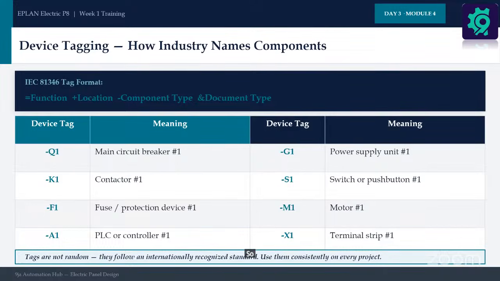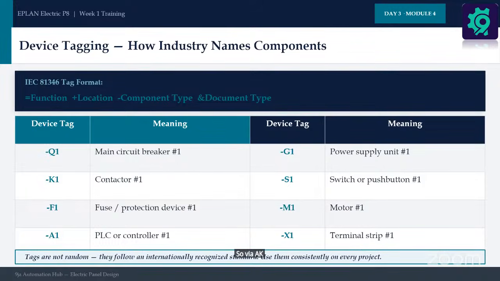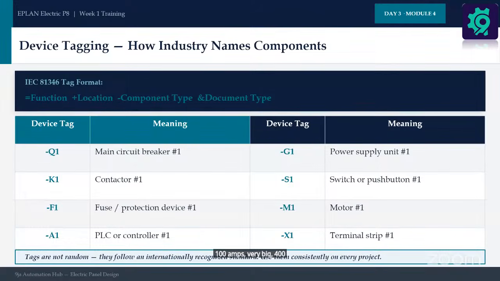So a KM device is fundamentally different from a KA device in terms of power level and physical construction. Now, you see that they are labeling it a KM device. They are not saying a contactor device. So where a KA auxiliary relay might switch 6 amperes or thereabout, a KM contactor will switch about 100 amps, very big, 400 volts AC. And so you should be able to understand that there are classes and there are subclasses.